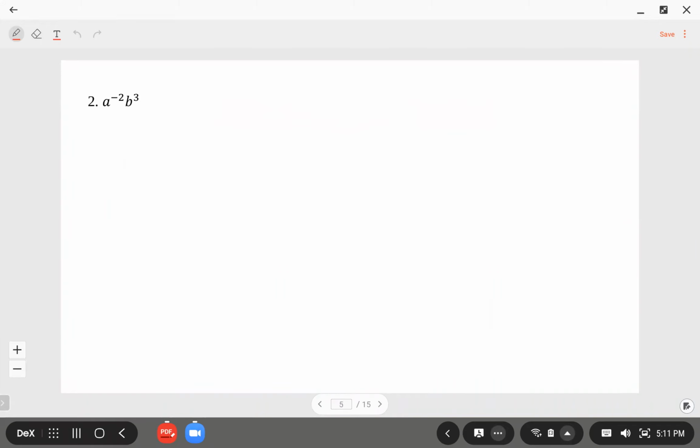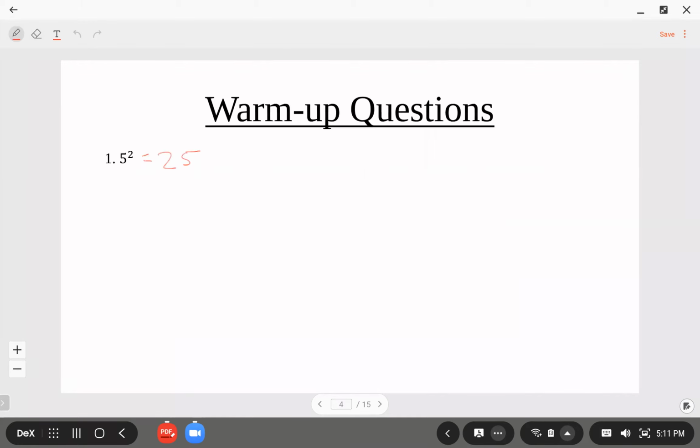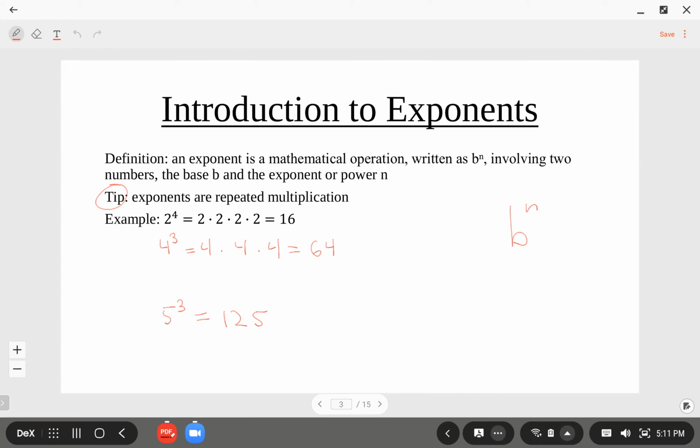So our next oral question, this is a bit more complicated. So before we do that one more question, I need to explain something. So aside from these numbers, all of the exponents we've seen so far are positive.